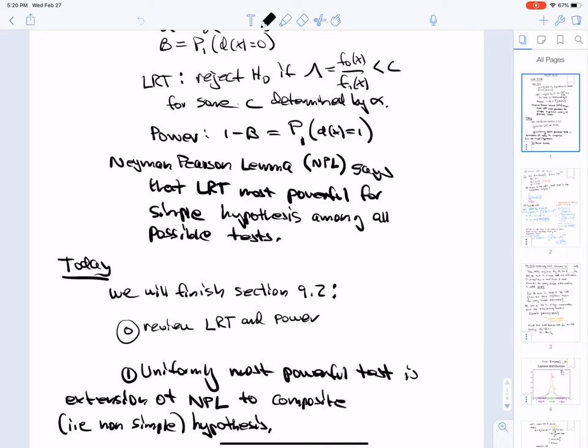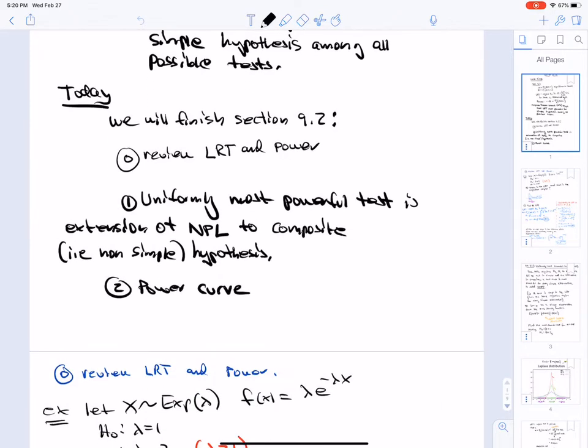So today we're going to finish section 9.2. We'll review the likelihood ratio test and power. We'll see what uniformly most powerful tests are as an extension of the NPL to composite or non-simple hypotheses. And we'll also see what a power curve is.